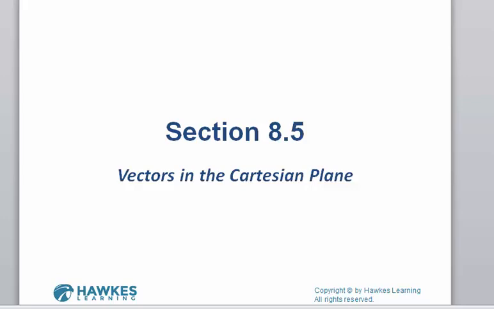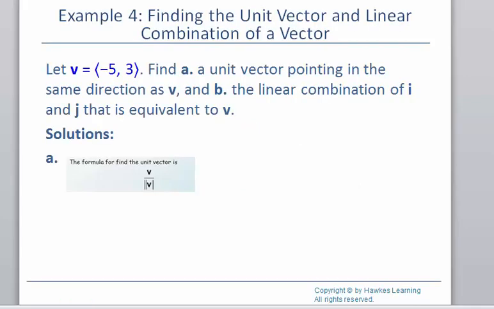We will now continue our discussion of section 8.5 by looking at two additional examples of vectors in the Cartesian plane. Our first example asks us to find what is called a unit vector. A unit vector is simply a vector that has a magnitude of 1. So our example says, let V have the vector representation negative 5, 3, and we want to first find a unit vector pointing in the same direction as V.